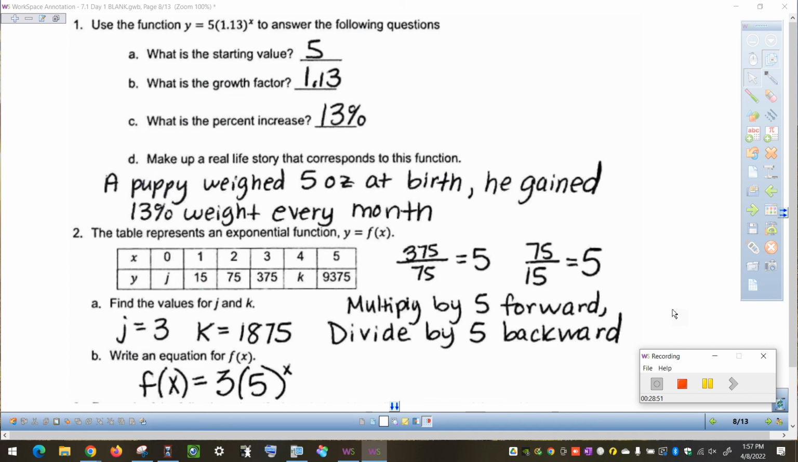When we turn it into an equation, the starting value is 3. It's whenever x is equal to 0, the y value is 3. And then because we're multiplying by 5 when we go forward, the base holding up the exponent, the growth factor in this case, is 5. Make sure that you write x up in the position of an exponent. It's not being multiplied by the 5. That would be something that's linear. Your x needs to be an exponent.